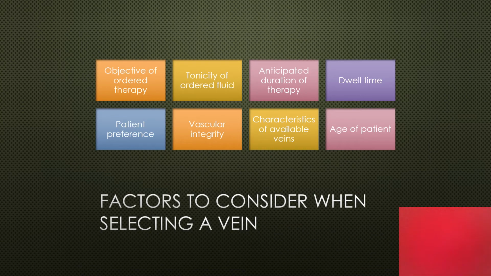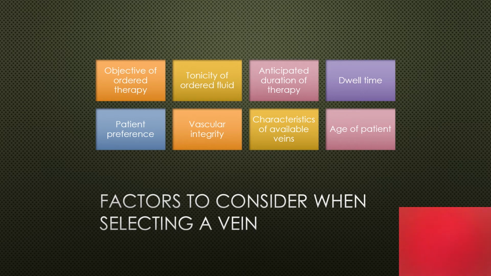So there's several things to consider when you're selecting a vein. You really need to consider the reason why the therapy is being ordered. Is it for hydration? Are we going to administer drugs? Do we need to administer blood or blood components? Is it going to be an IV line for a preoperative procedure?